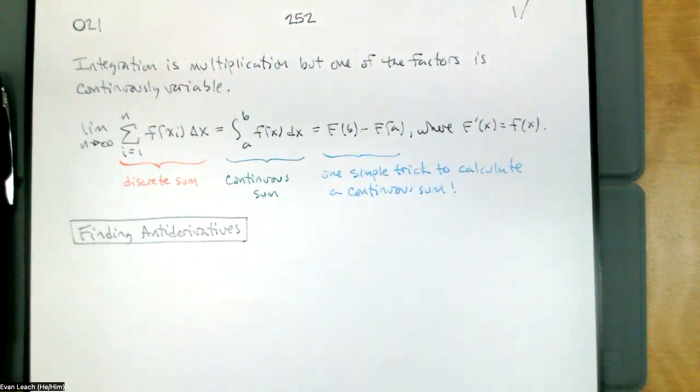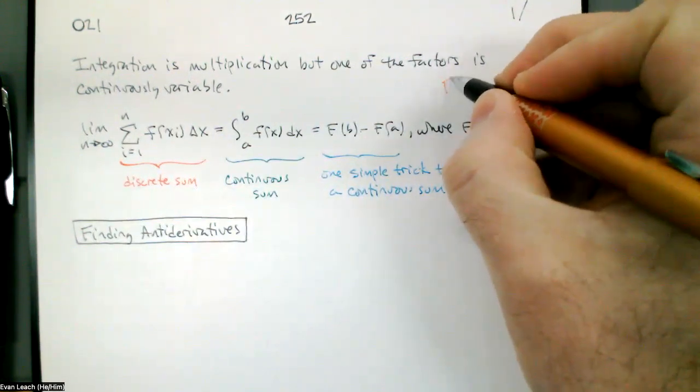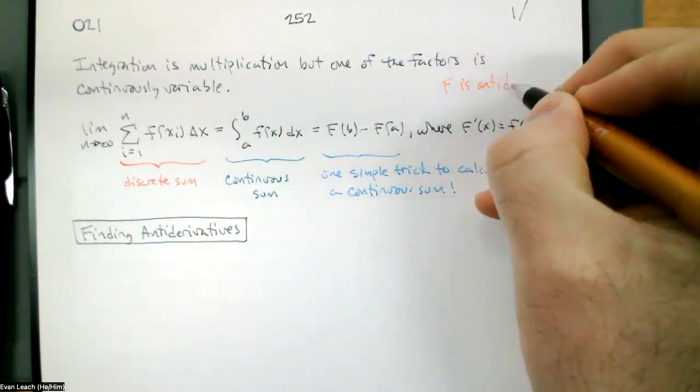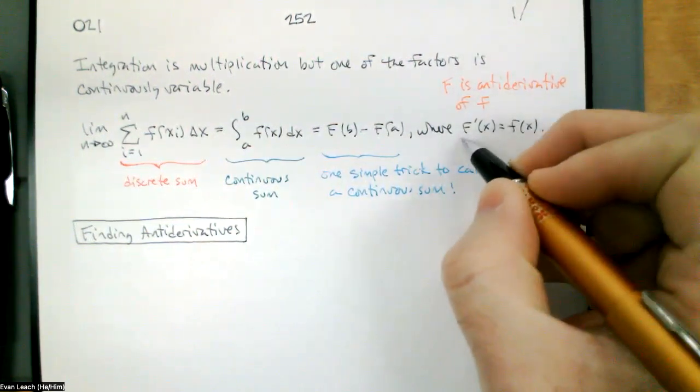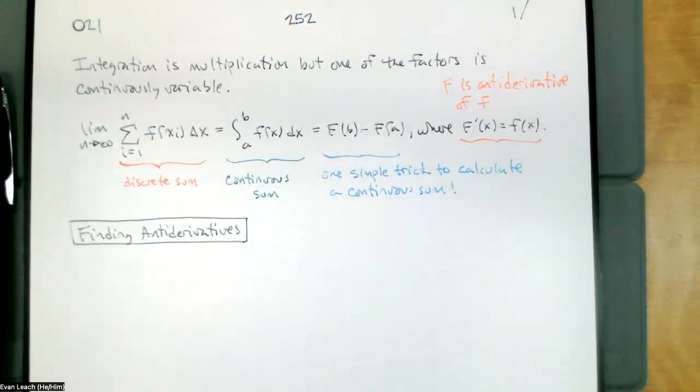It feels a little bit early to do this, but it's a Monday and it's Mechanics Mondays. So we got to find some antiderivatives. This part over here where f prime of x is equal to f of x, I wrote it that way so I could fit it all on one line. But here's where I was saying that capital F is an antiderivative of little f. Let's get into finding antiderivatives.